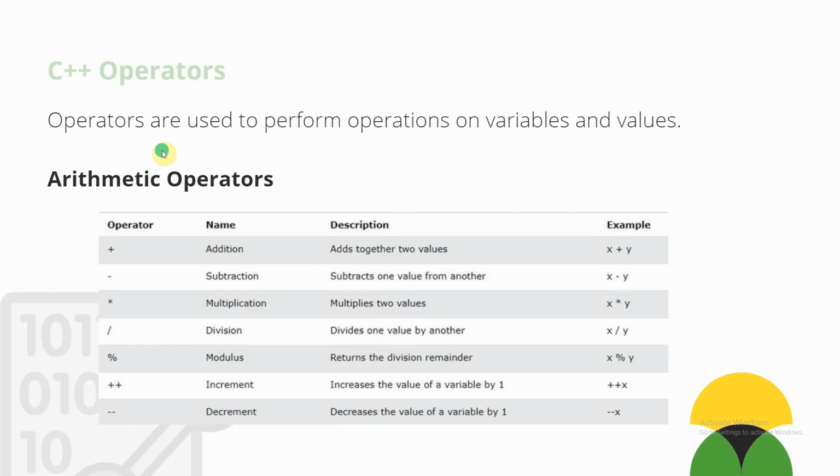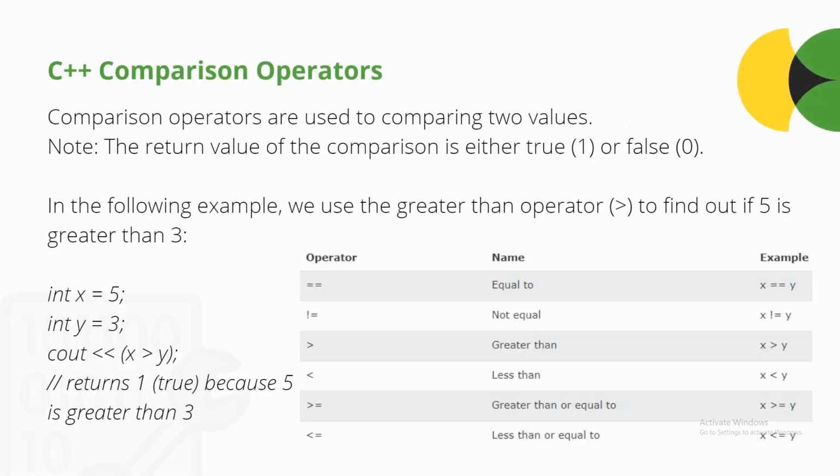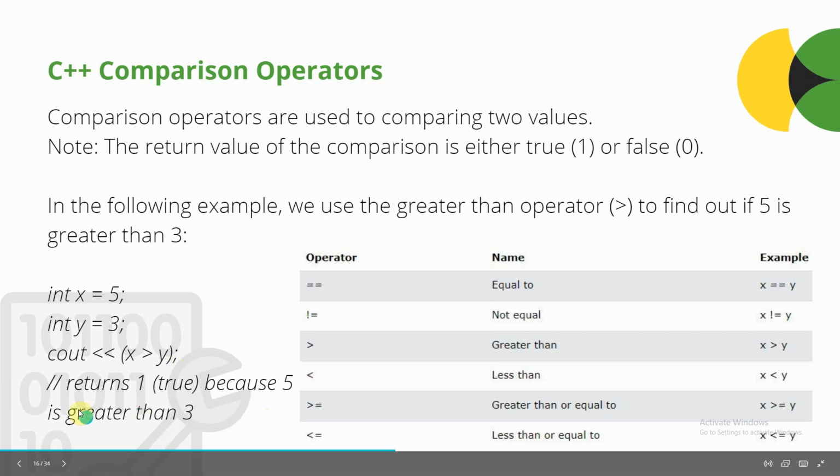So this one, the comparison, is the next type of operators, used for comparing two values. The return value is either true or false, with true as 1 and false as 0. In this example, we have used the greater than operator to find if 5 is greater than 3. Initially we assign integer x equals 5, integer y equals 3, and then cout the comparison operator, x is greater than y. If it's true, it will return 1 because 5 is greater than 3.